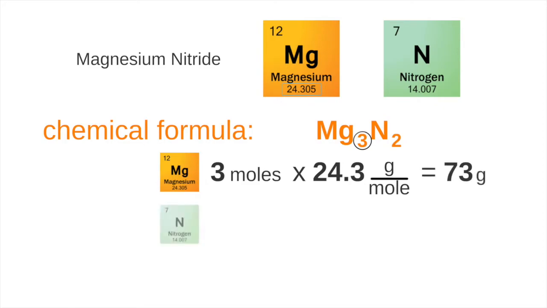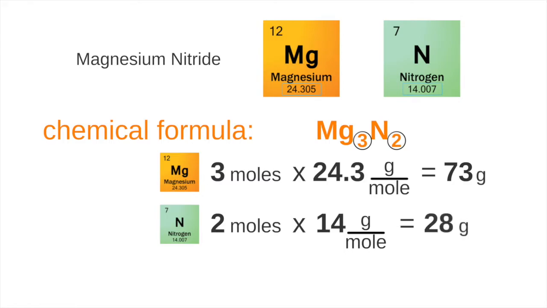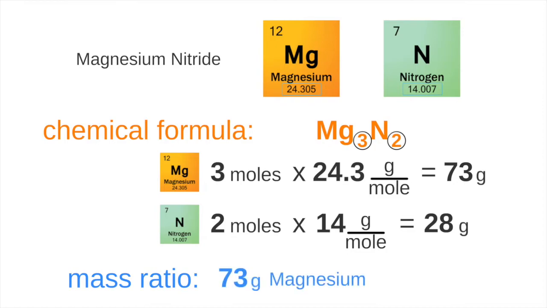If we treat nitrogen the same way, we see that there are 2 units of nitrogen, or 2 moles. And nitrogen's relative atomic mass is 14. So we multiply 2 moles by 14 grams per mole, and we get a mass of 28 grams. And now we have the mass ratio, which is 73 grams of magnesium to 28 grams of nitrogen. So yes, indeed, we can take the chemical formula with relative atomic masses and convert that into our mass ratio.